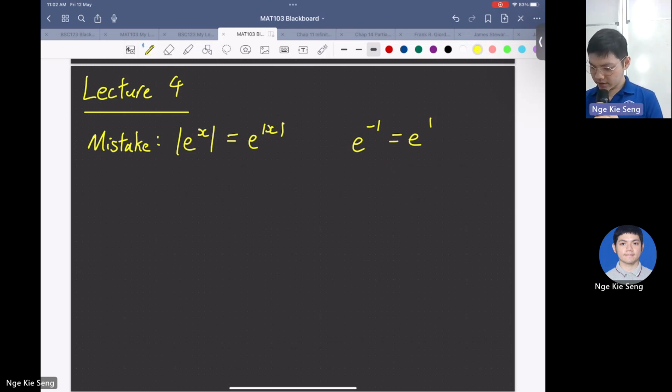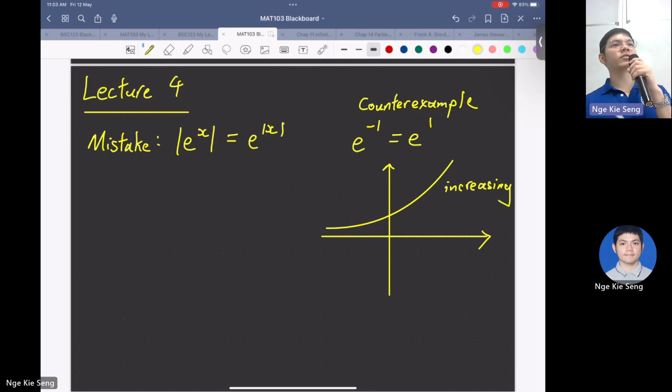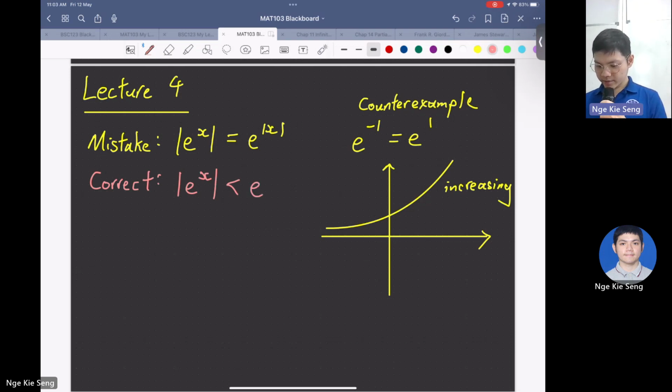So in other words, if you plug these e^x out, this is the counter example. This e^x is really increasing, so the positive x will always be greater than the negative x. So what is true is the absolute value of e to the power x is strictly less than e to the absolute value of x.